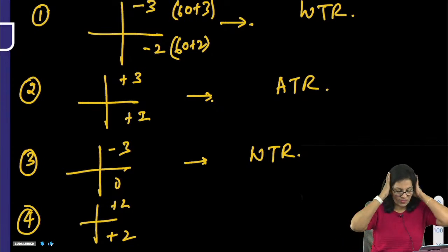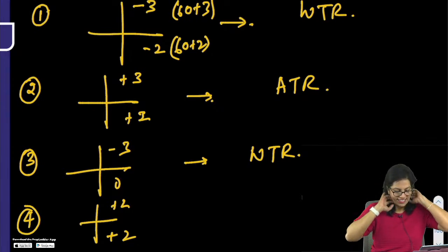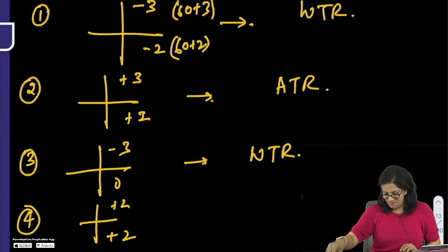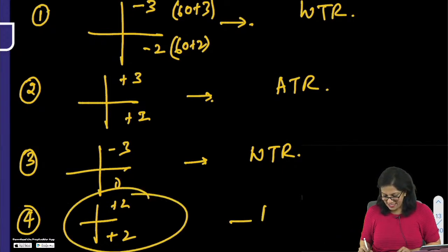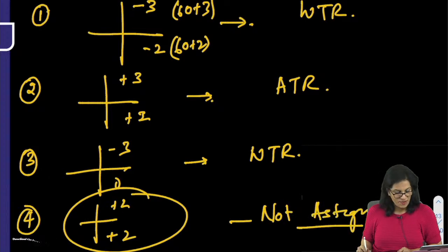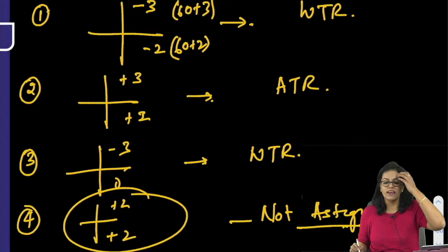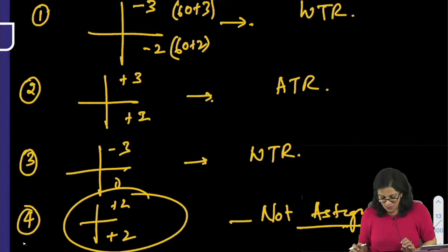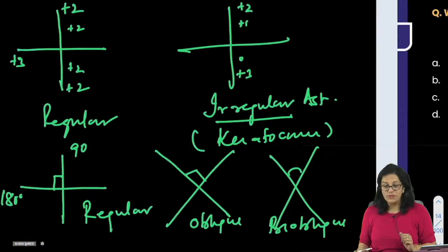Okay. We have to move to the next. Yes, number 4 is not astigmatism. Right? Some of you have answered correctly, yeah? Same power in both. It is not astigmatism. So be alert about what you are answering. Good. Now let's come to the next question.